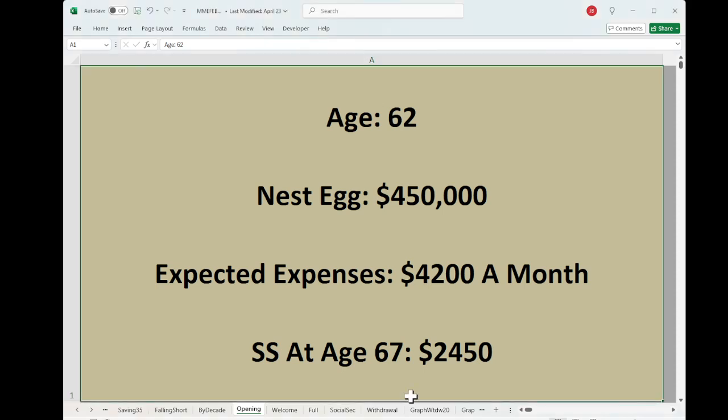He's 62 years old, has a nest egg of $450,000. His expected expenses are $4,200 a month, and he can get Social Security at age 67 for $2,450 a month. The question is, can he retire now? How do his numbers work?